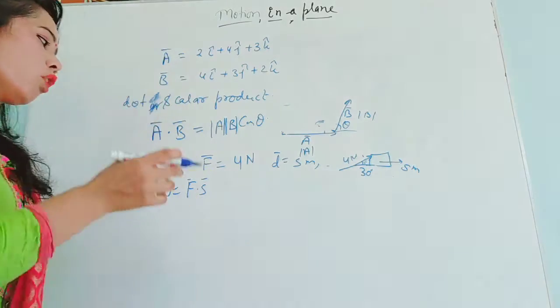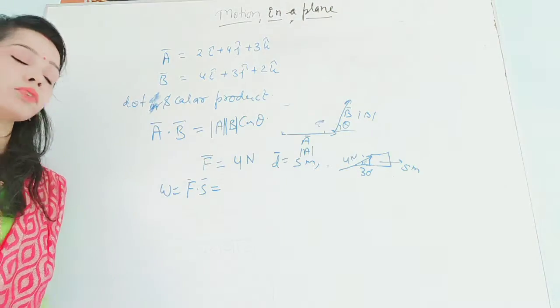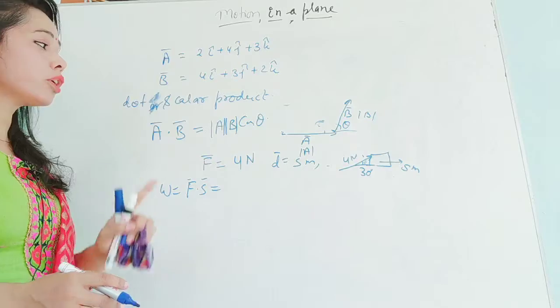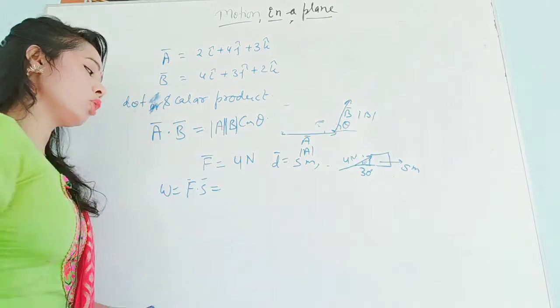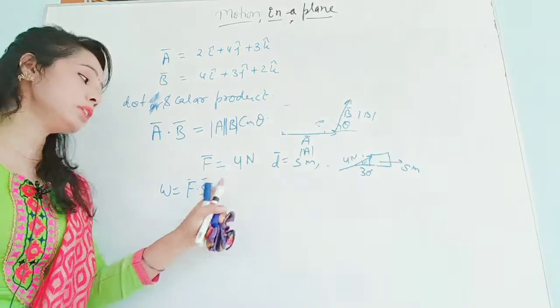5 meter. So what would be the work done? Work done equals force dot s, F dot s. And what is the formula for A dot B? A dot B equals AB cos theta. So obviously, magnitude of force, magnitude of displacement, and cos theta.